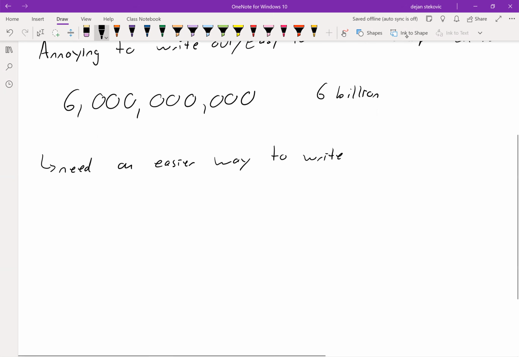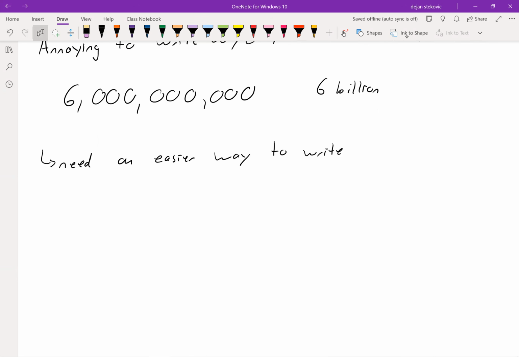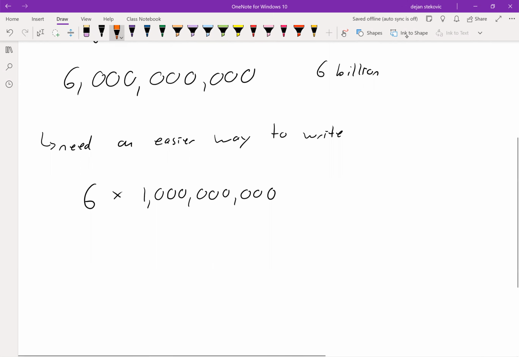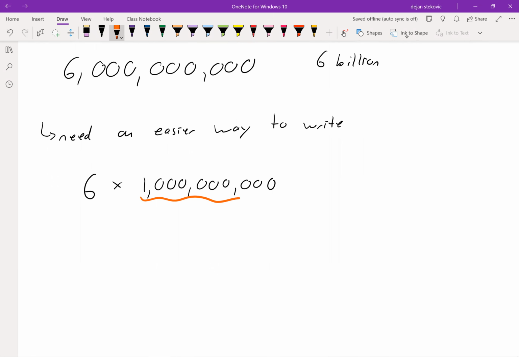And so what we can do is split this number up basically into a multiplication problem. So we can say that 6 billion is 6 times 1 billion. Obviously, that's more work so far, but let's see how we can condense this even more. If we think about this number right here, it's got 9 zeros. And so we can write that instead as 10 to the 9th.